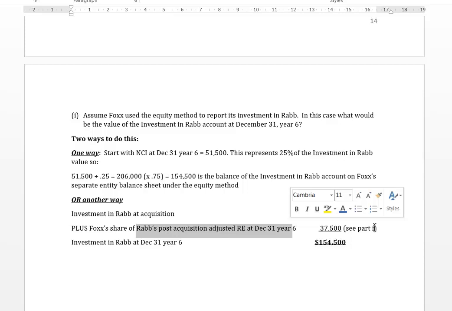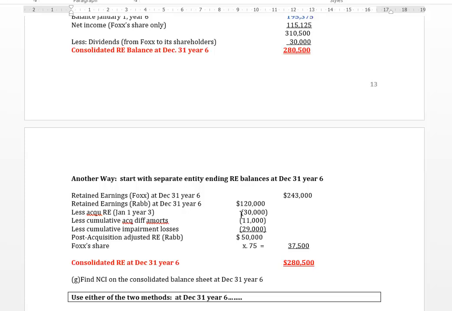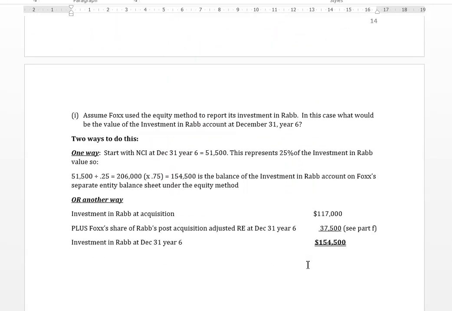The consolidated entity does the same thing too. The idea is all that income gets closed out. So I want to know, what's that post-acquisition income? In other words, it's all accumulating in retained earnings, right? So that's why I go back to retained earnings. I'm saying, well, all the equity that I earned in that sub from the date we became related, if they earn $50,000 in total, it's adjusted for the cumulative acquisition differential amortizations and the impairment losses. That adjusted value, my share is 75%. So that's additional equity I'm picking up, and it's going to be reflected not only in the consolidated retained earnings, but also in the investment in the sub account. So this concludes our calculation of the investment in Rabb account if Foxx had used the equity method.